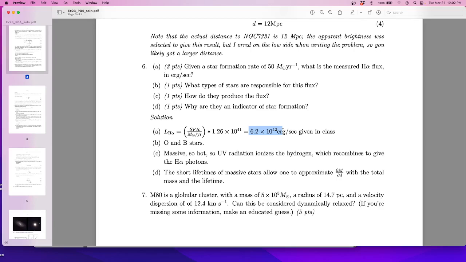Why are they responsible? What is the O star doing that is making the H alpha flux? Releasing UV photons, which ionize the hydrogen, and then the hydrogen recombines and gives me my H alpha. And why are they good indicators of star formation? They're the shortest lived, they live basically instantaneously. So if I see massive stars, I know that star formation is going on right now, and I know how long it has been going on because star formations don't last very long.